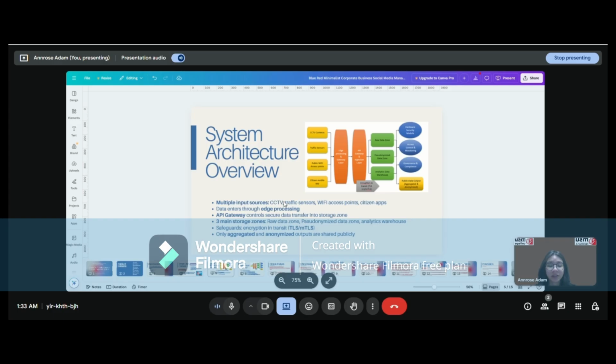This is the system architecture that we have designed. The first layer, which is the yellow color, shows multiple input sources for data, which includes CCTV, traffic sensors, Wi-Fi access points, and citizen application. These data are collected, then enter through the edge processing and gateway layer, where they then go through the API gateway controls to secure data transfer into a storage zone.